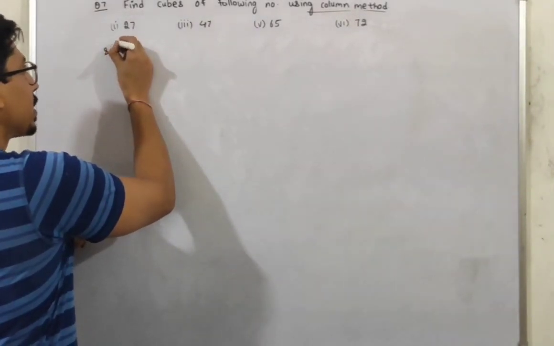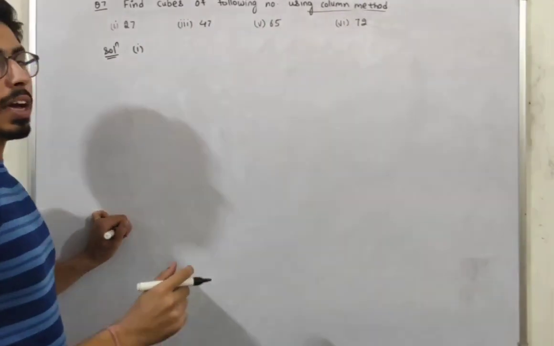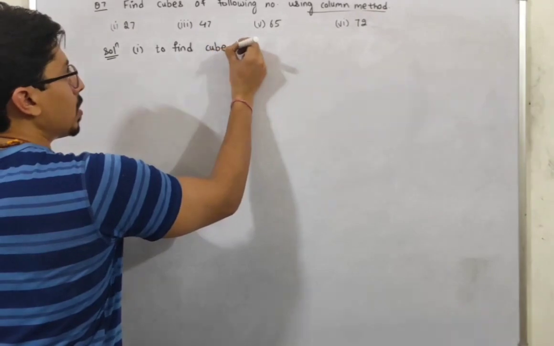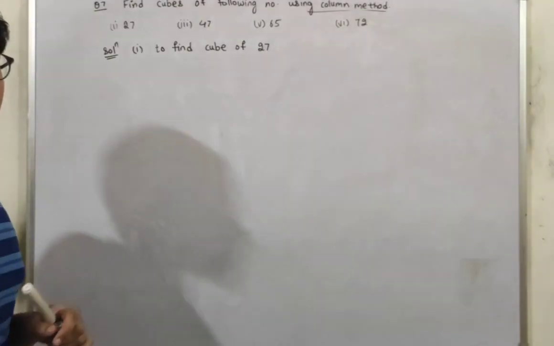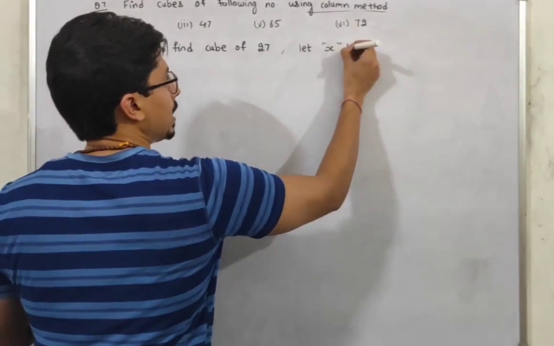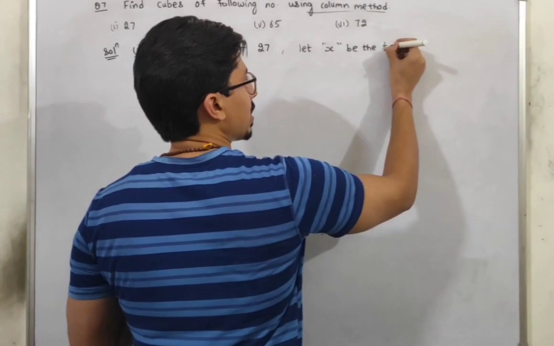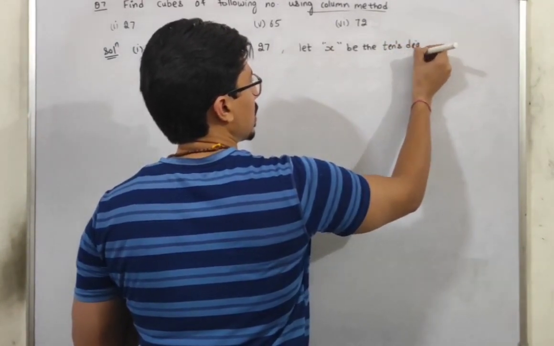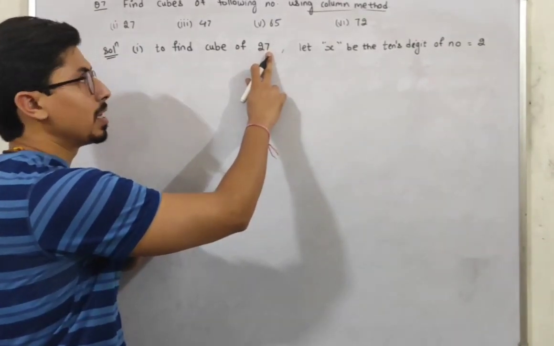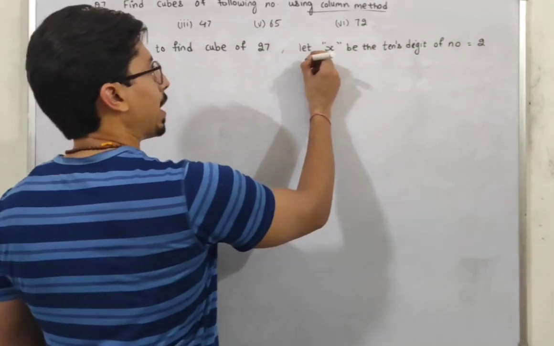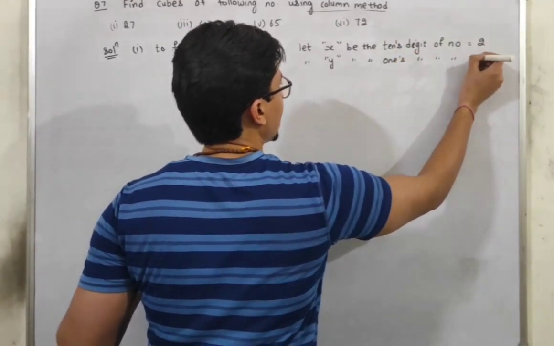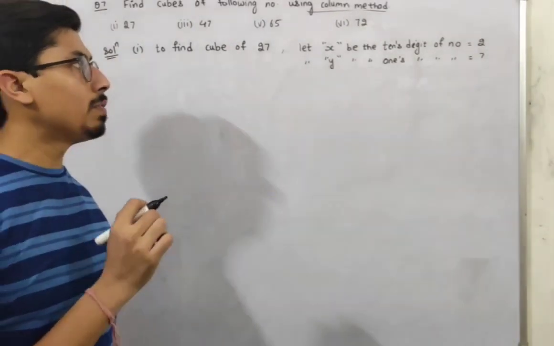Solution of the first part, 27. To find the cube of 27, we will first let x be the tens digit of the number, that is 2, because 7 is the ones digit and 2 is the tens digit, and let y be the ones digit of the number, that is 7. Therefore x is 2 and y is 7.